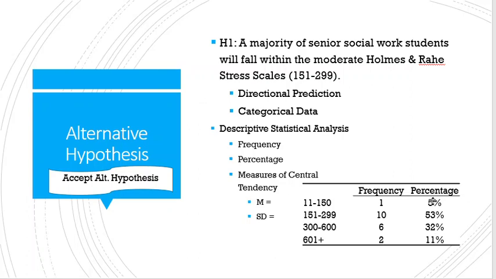You can see here, for a previous year, we have put them into their bins. So you have one person in 11 to 150, and in 151 to 299 we have 10 people. Then we have 6 in the 300 to 600 and 2 in the 600 plus. And now we have the percentages and can easily see that our alternative hypothesis is accepted because our guess was correct. So we are going to accept the alternative and reject the null hypothesis.